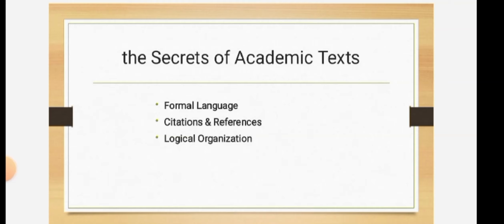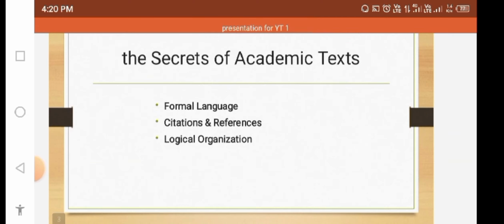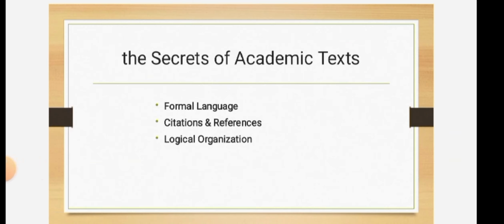And last one, logical organization. Academic texts are well organized, often with headings, subheadings, and transitions that guide you through the flow of ideas. It's like a well organized house where each room or section serves a specific purpose. For instance, a journal article typically includes sections like an introduction, methodology, results, and discussion.